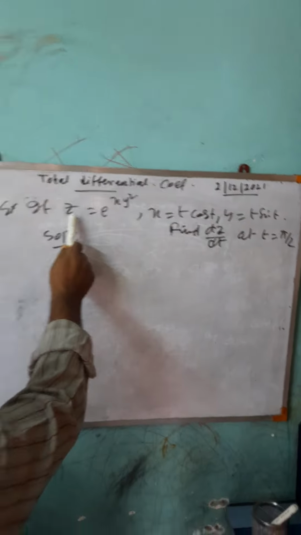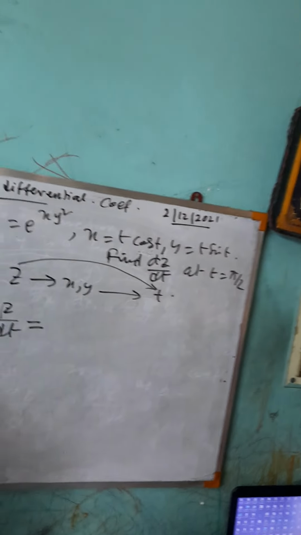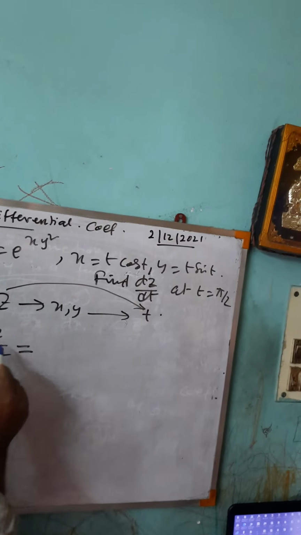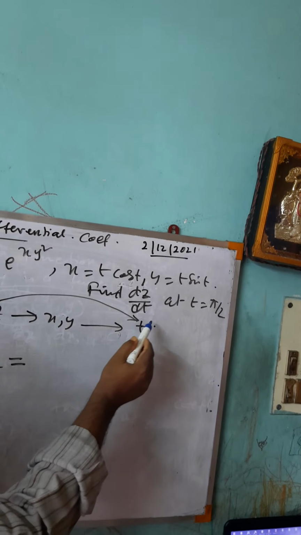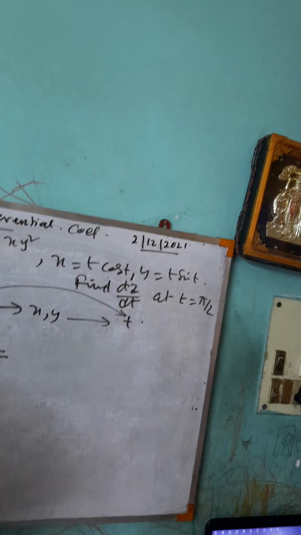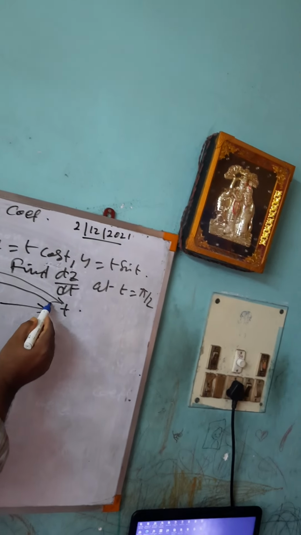So we can find dz/dt. What will be the formula? It is dz/dt, because you have to find z with respect to t. Try to understand: dz/dt, not ∂z/∂t, because z to t has only one independent variable. Now tell me, z goes to x first, then x goes to t.